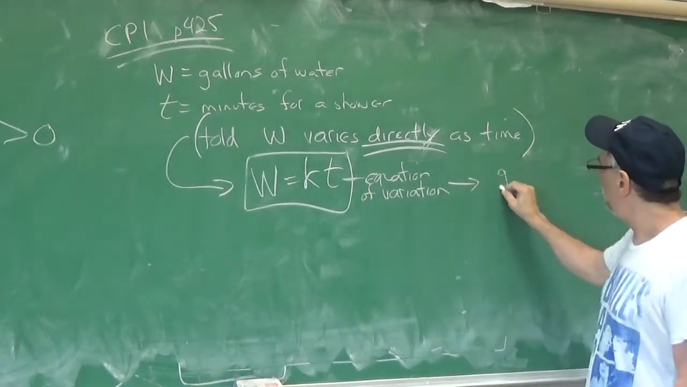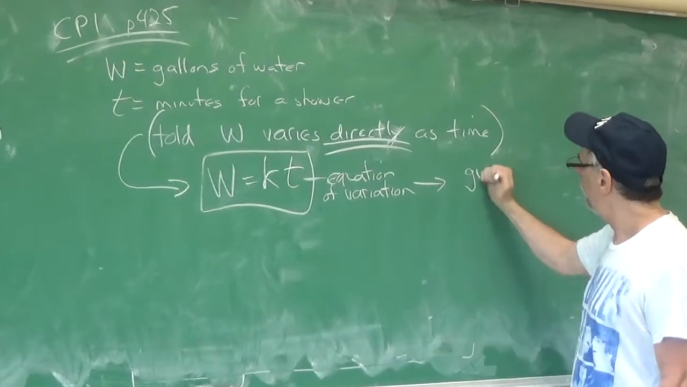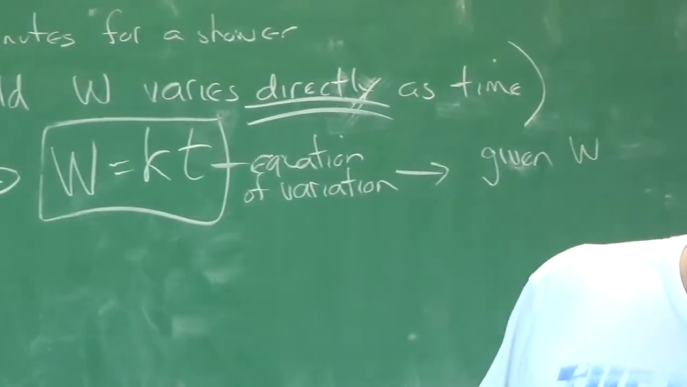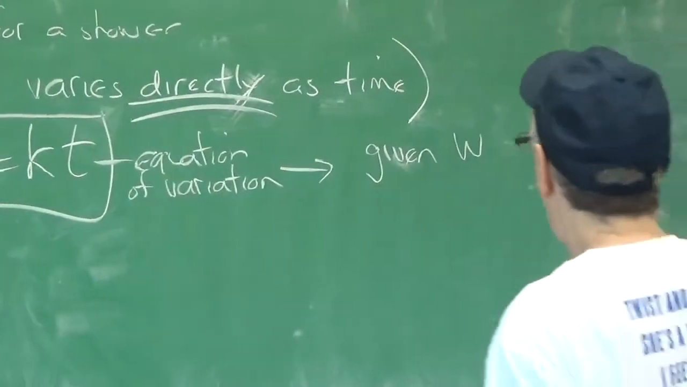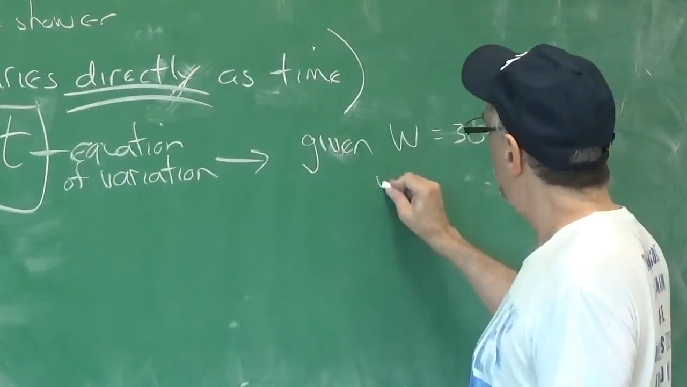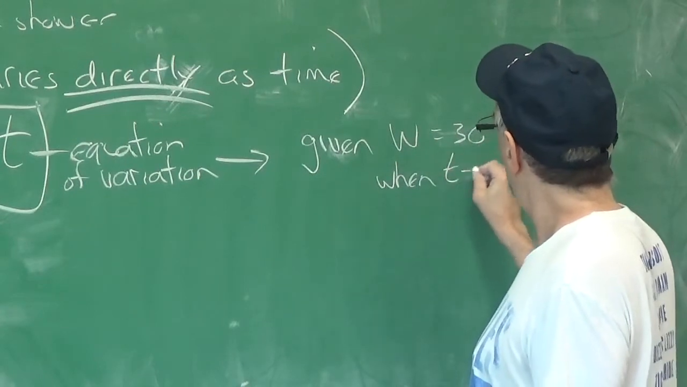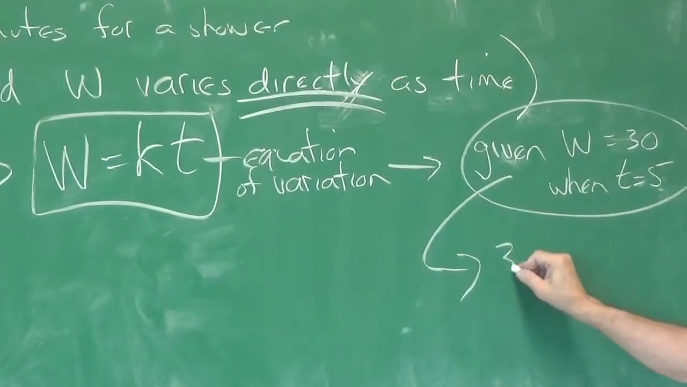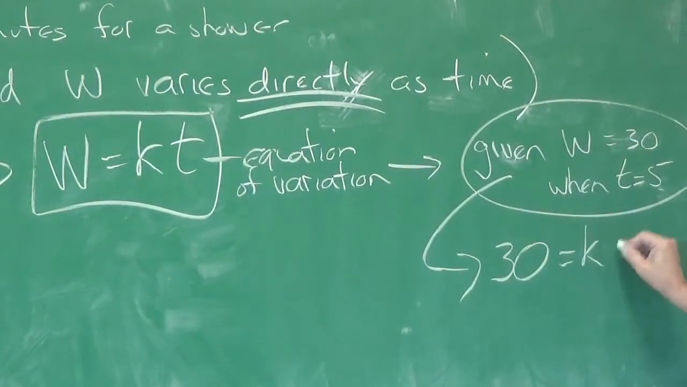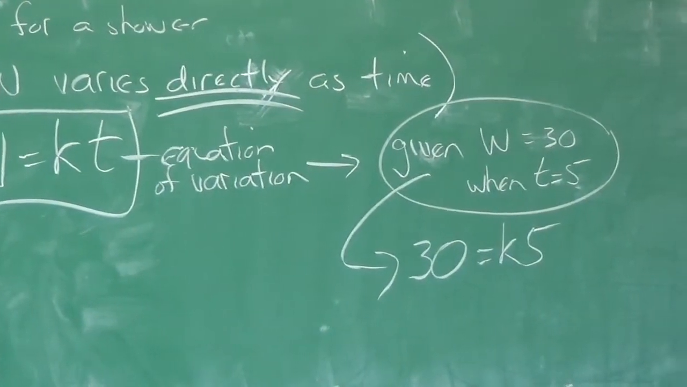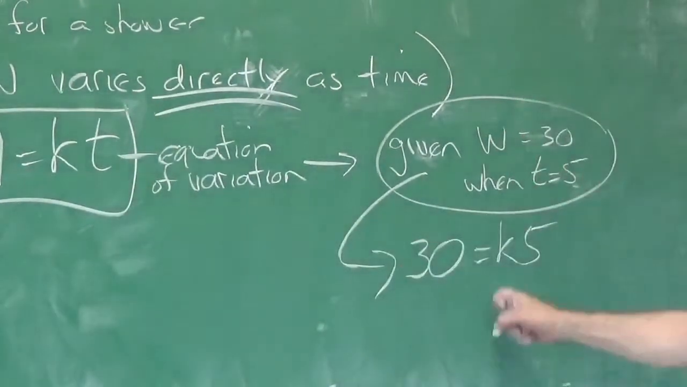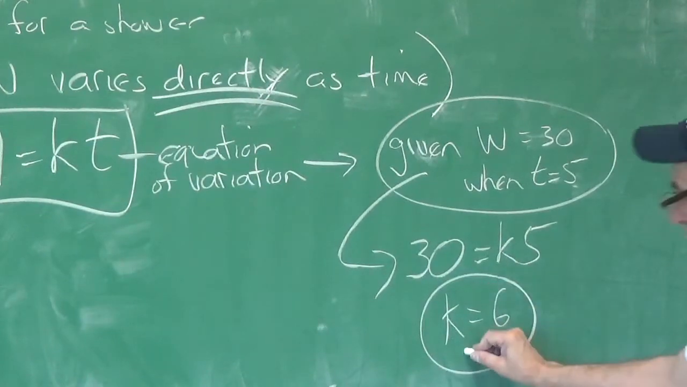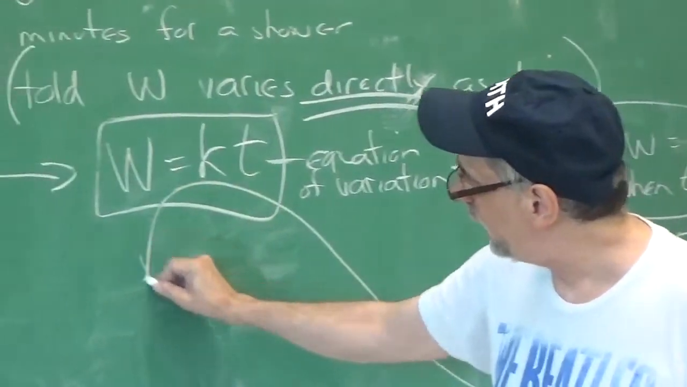Okay, we're given that the water used is 30 gallons when t is 5. Using this information now allows us to find k. We put the w and the t into the formula, and we solve for k, and we get k is 6.